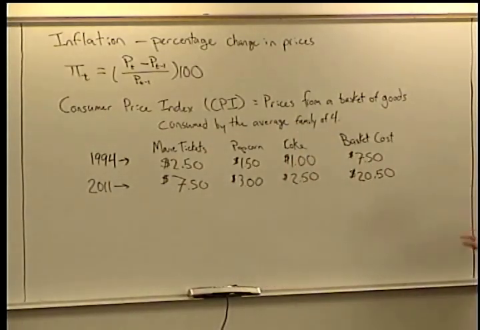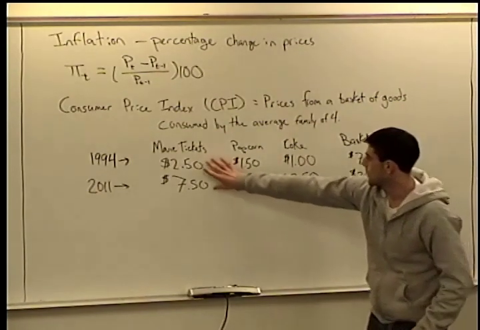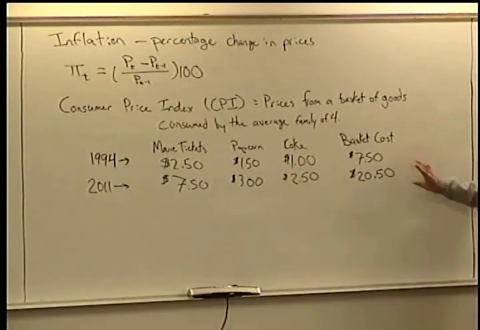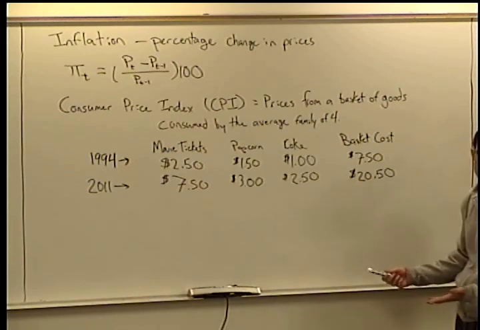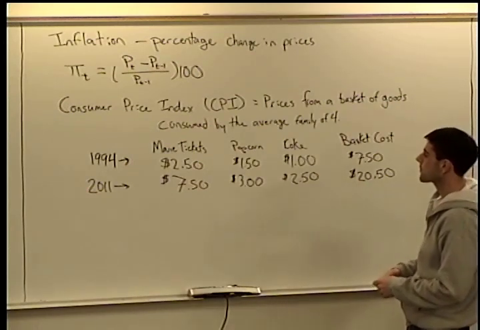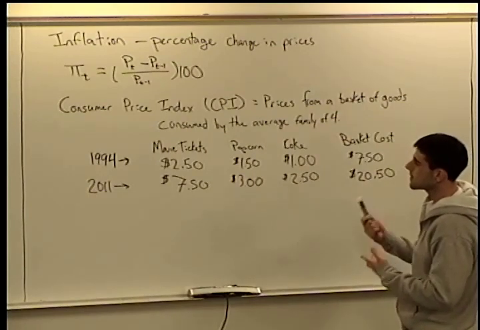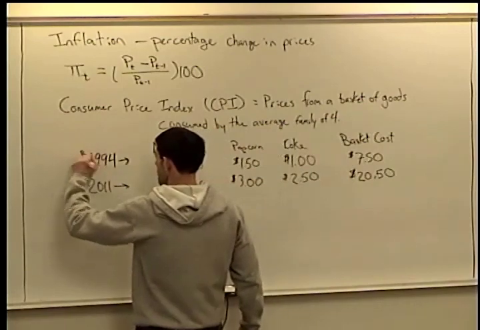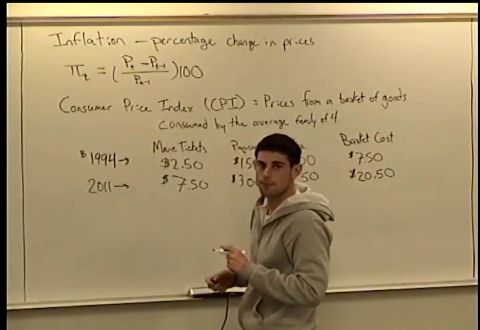Okay, and that's what we want to calculate when we're looking at inflation. It's the same movie, the same popcorn, the same Coke, but the cost has gone up tremendously. Okay, so to calculate the CPI, we pick a base year. So just like we did with real GDP, we pick a base year. So in this case, let's say 1994 is the base year. So I'm going to put a small b next to that to say it's the base year.